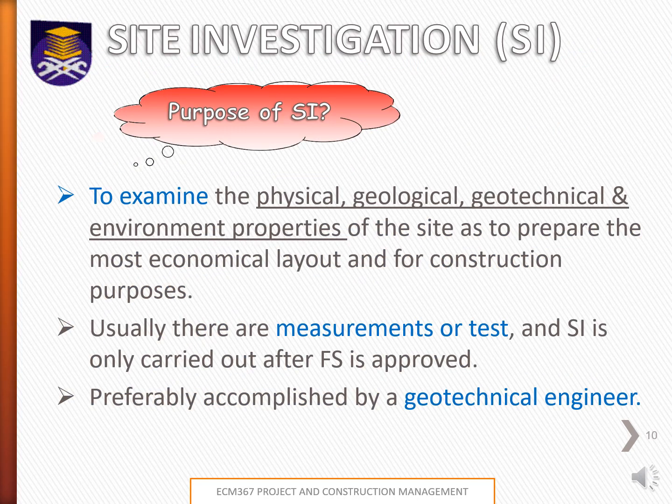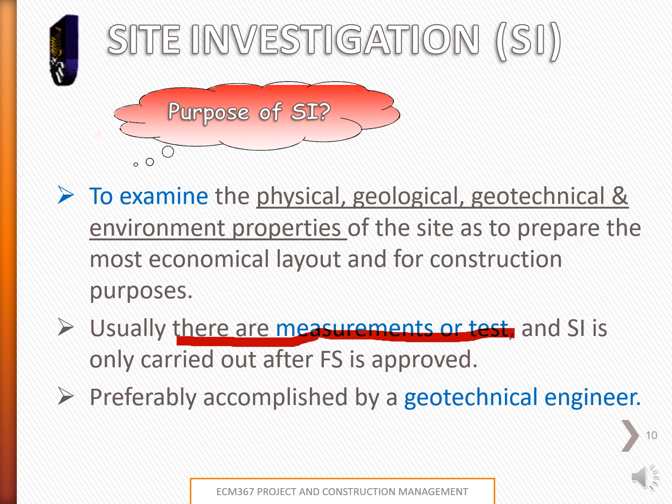During site investigation, there are measurements or tests that need to be conducted, either in situ testing or tests carried out at the laboratory. So we know that site investigation needs to be conducted during the pre-construction phase. But to be specific, SI is only carried out after the feasibility study is approved.